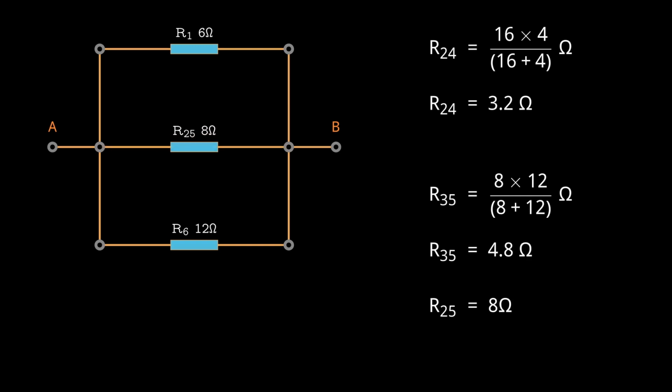We are down to the final step in determining the equivalent resistance between nodes A and B. To do this, we calculate the equivalent resistance of the three parallel resistors using the formula for resistors in parallel.